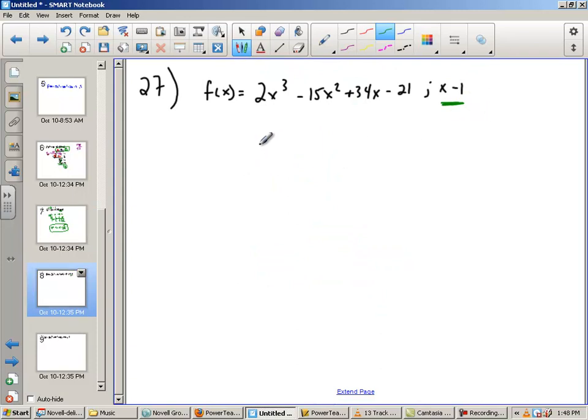If I continue on to 27, they give me one of the factors and say factor it the rest of the way. Well, the same idea, I'll use synthetic. It'd be 2, negative 15, 34, negative 21. If this is something that you struggle with, I'd encourage you to pause it and go through each step and make sure you understand why I'm doing it.